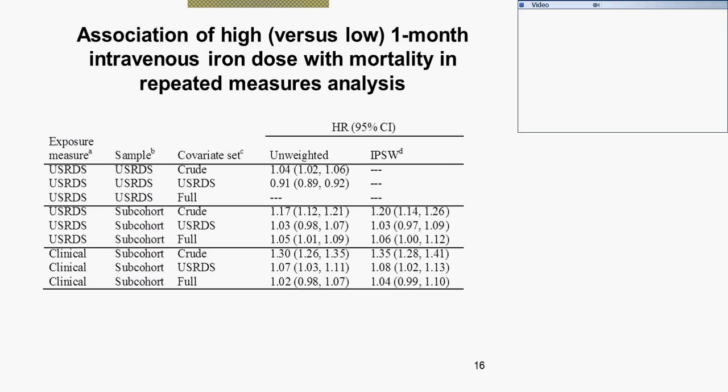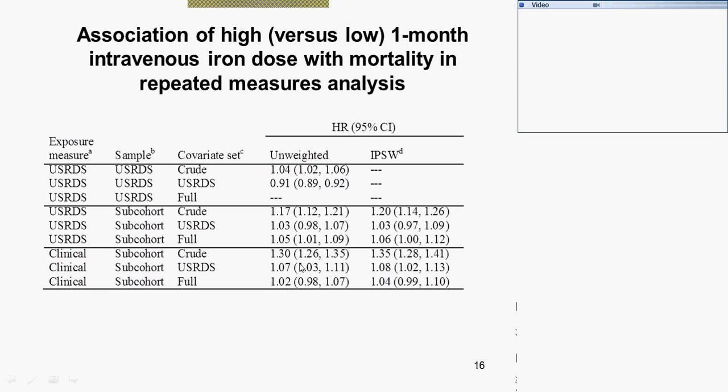Here are some results, and the main thing I want you to look at are the numbers here. We've got a variety of things in this table. We have different ways of assessing exposure, using the clinical data and using the administrative data, and then we have different cohorts: the overall cohort and the subcohort. And then different ways of controlling for confounding. We can control for confounding using just the administrative, claims-based variables, or the claims variables supplemented with the clinical variables. If you look at this lower panel, these are the unweighted results.